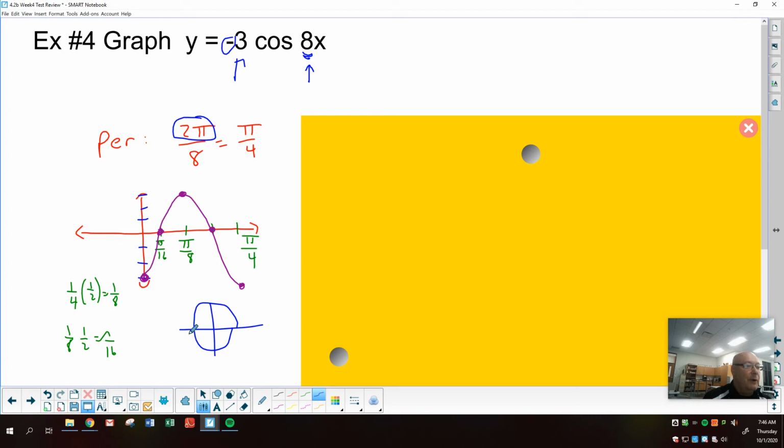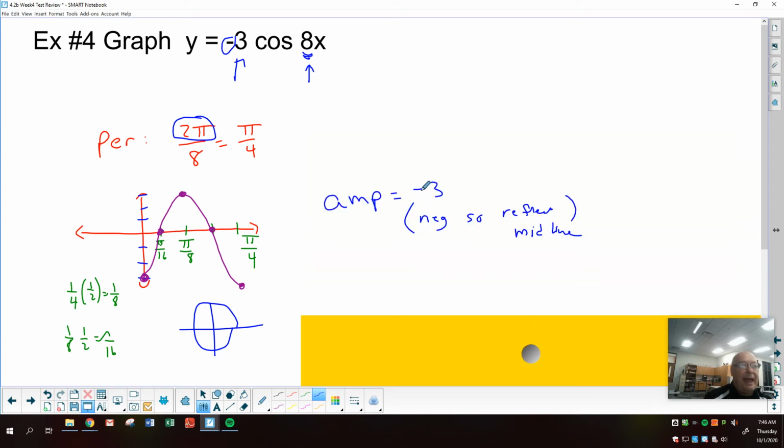So I need to get these 4 quadrantals. If I take a half of 1/8, I get 1/16. So every one of these is 1/16 away, 1/16 pi. Now that I broke this up, I just need to do my dots. And my amplitude is negative, so I have to reflect this.